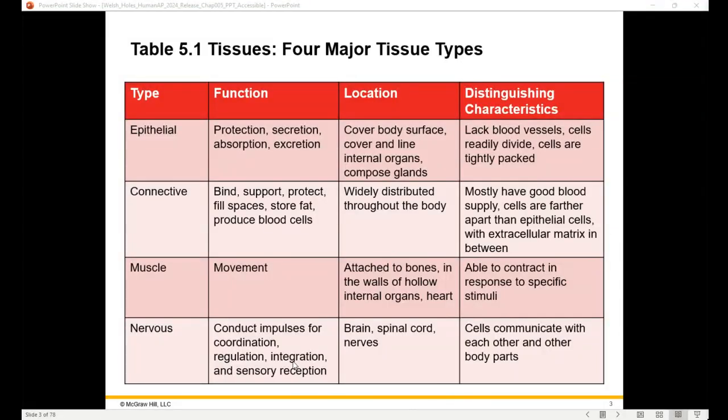Okay, then there's nervous tissue. Conducts impulses for coordination, regulation, integration, and sensory reception. We find this in the brain, the spinal cord, and the nerves. And cells communicate with each other and other body parts.